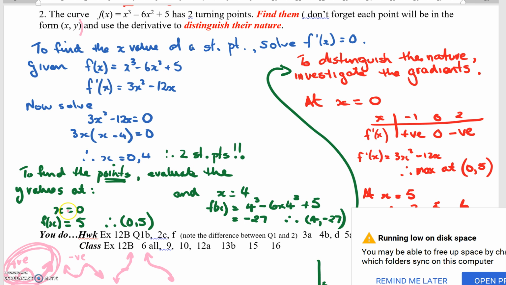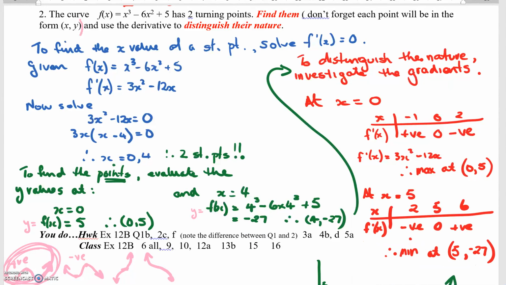At x is equal to 0, we'll be finding the y value. So remember, y is the same as the function, and if I sub 0 into here, clearly you get y. So 1 stationary point at (0, 5). And then at x is equal to 4, sub 4 in, because this gives us the y or f of x. And if I haven't made a mistake, then you get y is minus 27. So now I do have my 2 points completed.